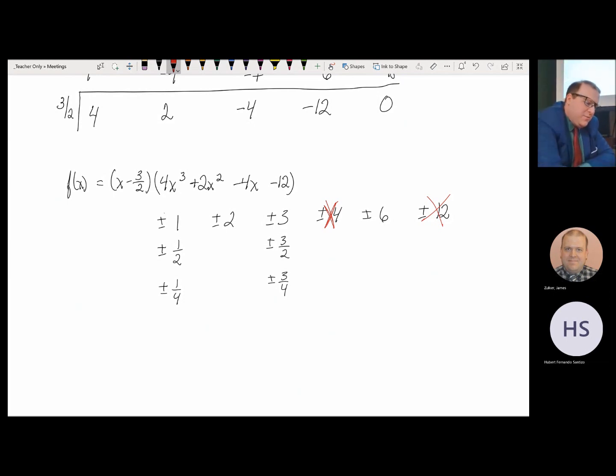We already checked ±1. We already checked ±2. Already checked ±3. And already checked ±1/2, and they weren't 0, so they can't be zeros now. However, we did check positive 3/2 and it was a 0. It could be a 0 again, so you have to leave it in the list.